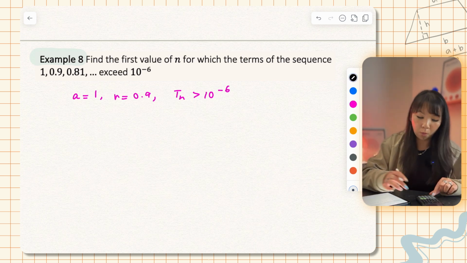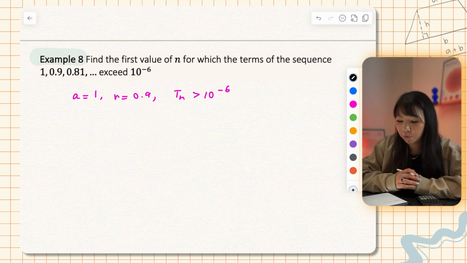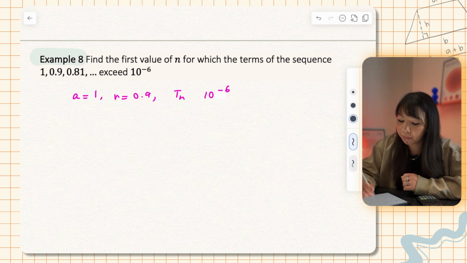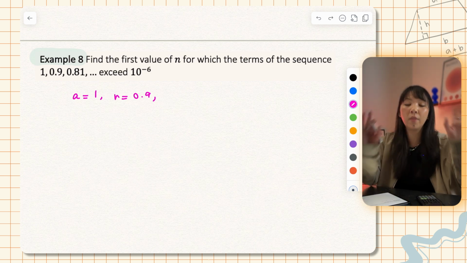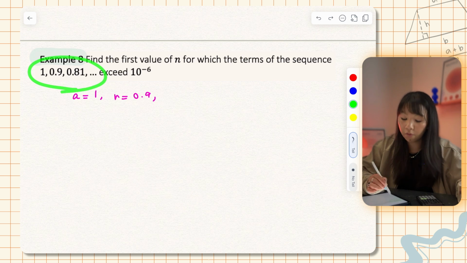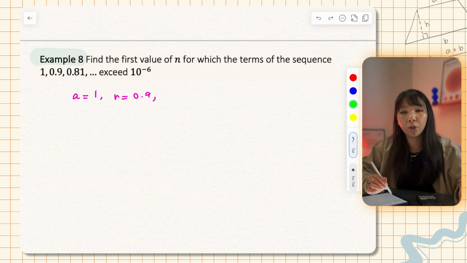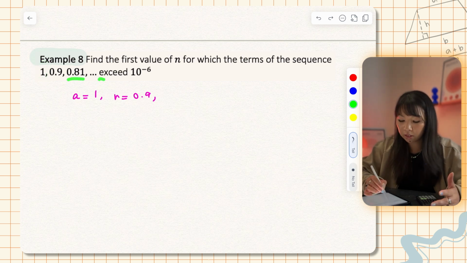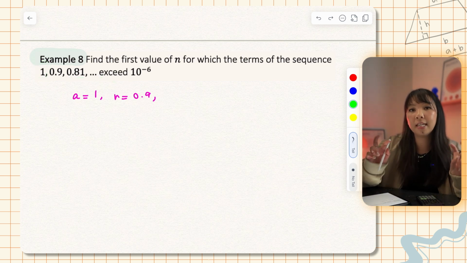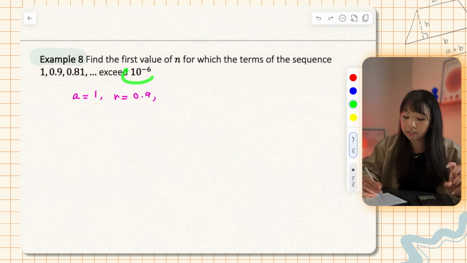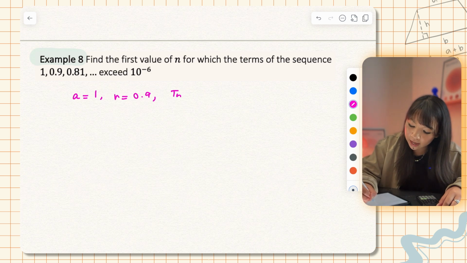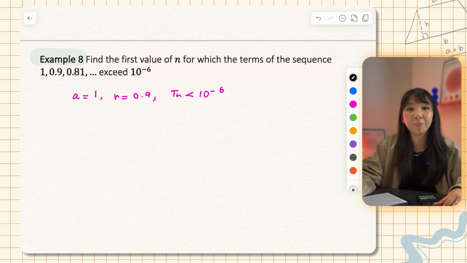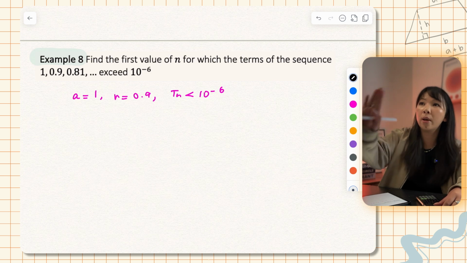So, we actually have to be a bit careful here with the inequality sign, because it says exceed, and when you hear the word exceed, usually you think, oh, it's bigger than that, it's more than that. But if you look at the values of the sequence, it's actually getting smaller and smaller and smaller. So we start off with the biggest number 1, but then it gets smaller and smaller than that and smaller than that. So in this context, exceeding actually means getting beyond 10 to the negative 6, which means getting smaller than 10 to the negative 6. So we're going to go ahead and let Tn be less than 10 to the negative 6. Okay, because in this case, exceed just means going beyond.